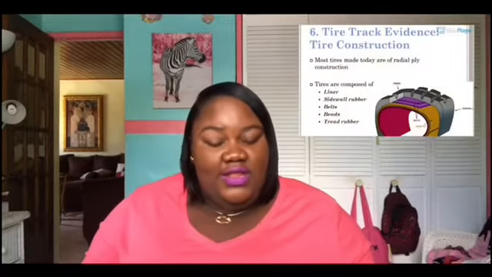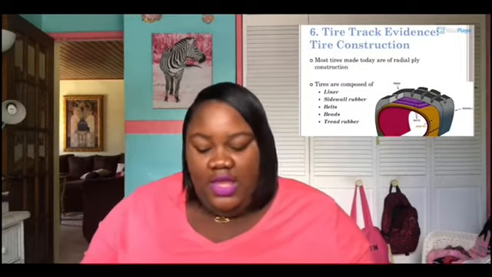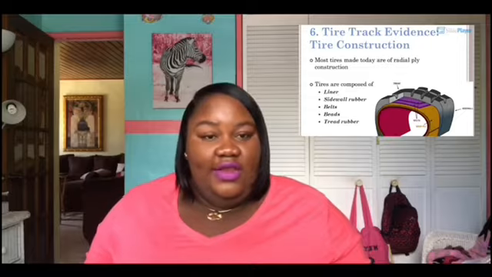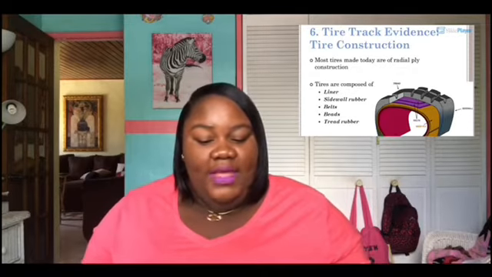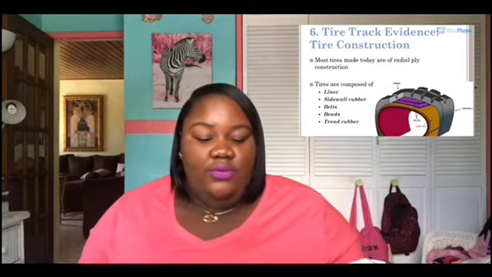Tire impressions reflect the thread and designs and measurements of individual tires on a vehicle. Tire tracks show relational dimensions between two or more tires: tire width, wheelbase, and turning radius. Tire track evidence and tire construction: tires are composed of liner, sidewall rubber, belts, beads, and shred rubber.